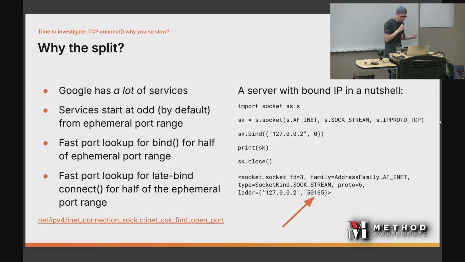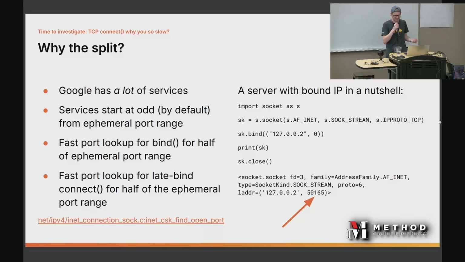But the question is, why do we have the split? And the short and the funny answer is that Google just has a lot of services. If you actually go through the patches in the kernel, you'll find that Google has a lot of services that they open up and pick a bind port for, but they also have a lot of workloads that do connects too. So they have this split to make your connects fast, but also your services fast at finding a port.